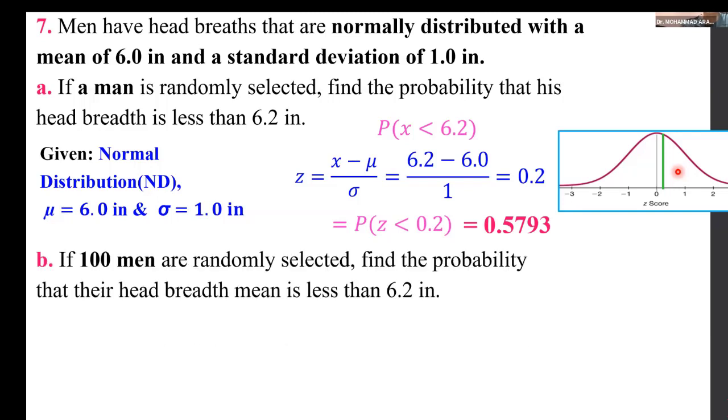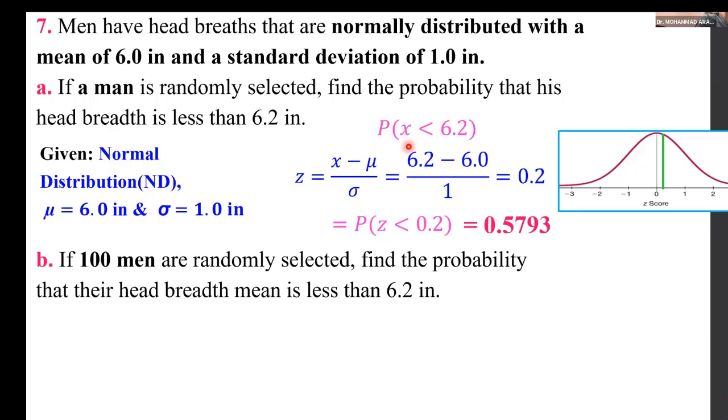Now, what if we choose 100 men? Here's the thing I want everybody to pay attention to. This is identical with the difference that n is no longer 1. When n is 1, we use x.